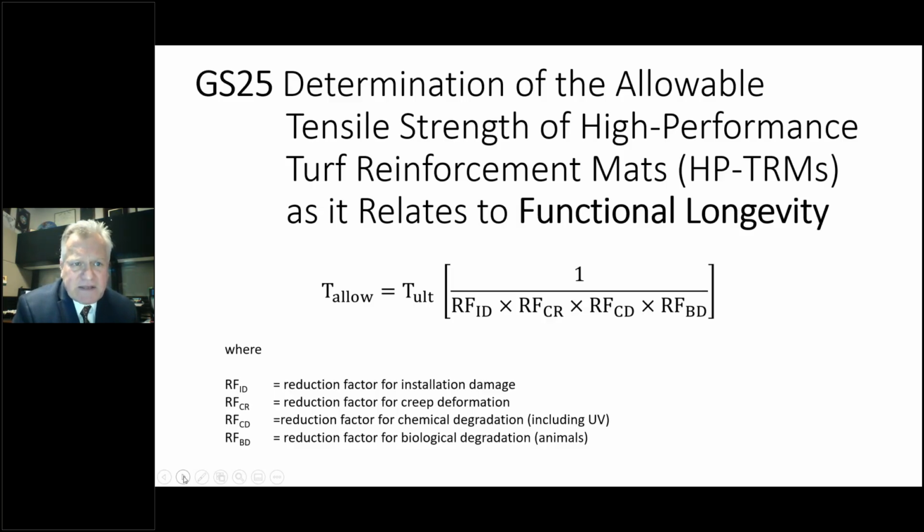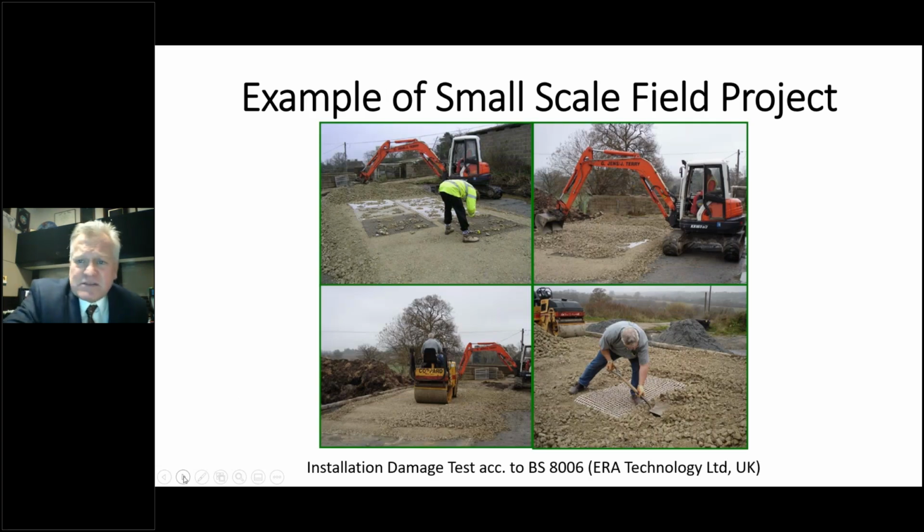This guide is relatively new. GRI GS25 is relatively new. We could only get 4 parameters or reduction factors within the guide for consensus. Drew pointed out that there might be more, but these are documents and always in flux. As far as reduction factor for installation damage, creep, chemical degradation, which also includes UV, and then biodegradation involved with it. Examples of a small scale field project for installation damage.